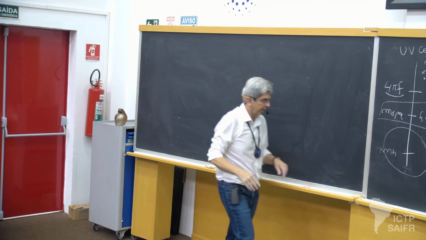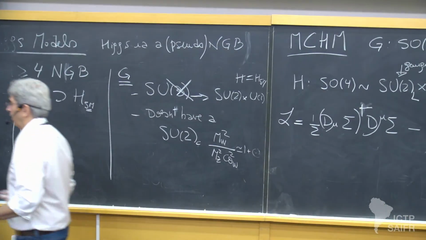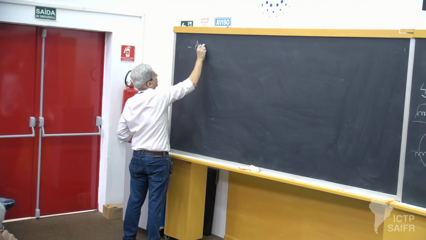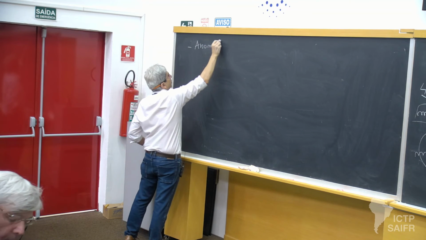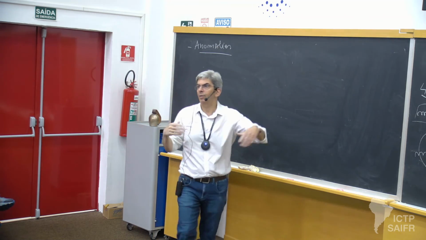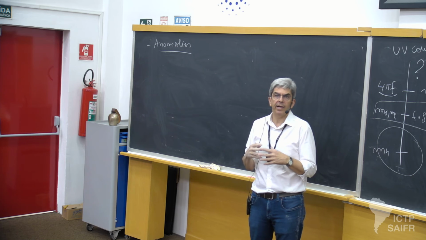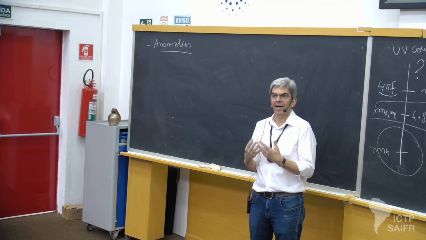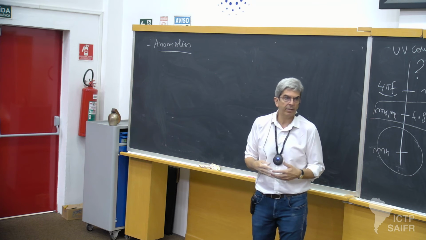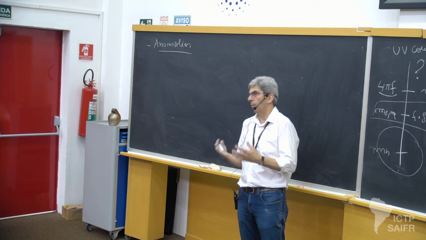The story starts with anomalies. What's an anomaly? An anomaly happens when a symmetry of the classical theory, the classical action for example, is not respected by quantum corrections. That's called an anomaly.